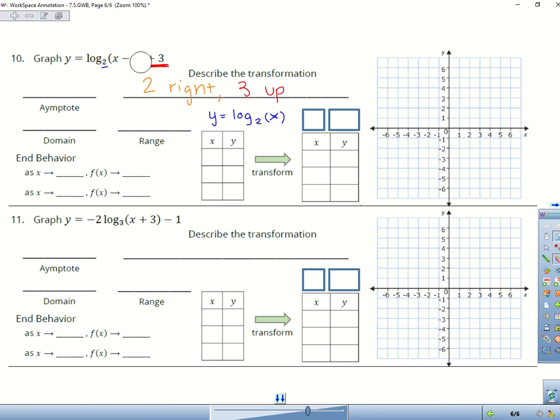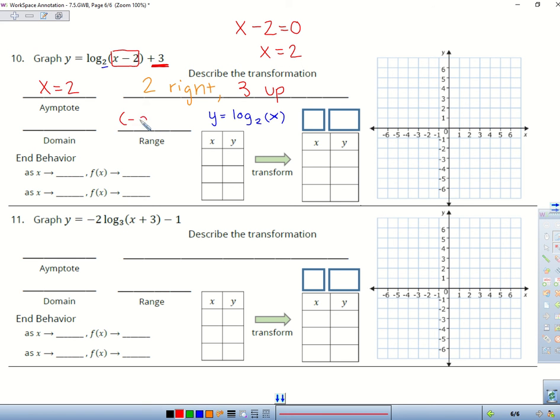Now, a reminder on how to find the asymptote. You simply set whatever's in these parentheses equal to 0 and solve for x. So that's going to give me x equals 2, and that'll be the equation of your asymptote. The range is always negative infinity to positive infinity.